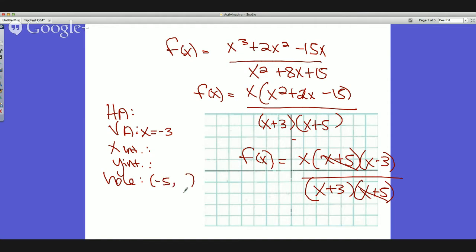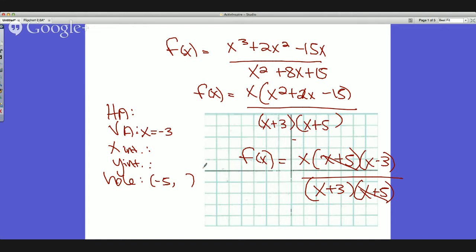The question is how do I find my y within my hole? Does anyone have an idea on how I could find what the y value is of the hole? You plug in that number in x. Good. You plug it in, but don't plug it in to the original, right? You want to plug it into the simplified version, because if you plugged it in without the simplified, it would get you undefined, right? Because you'd have a 0 on the bottom.